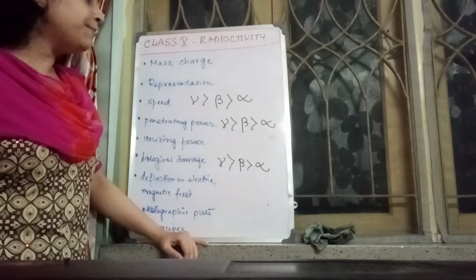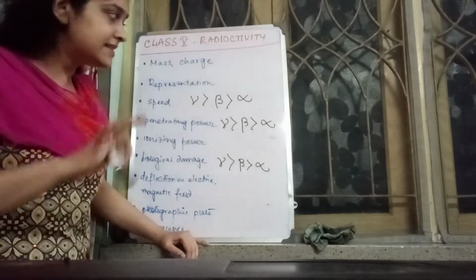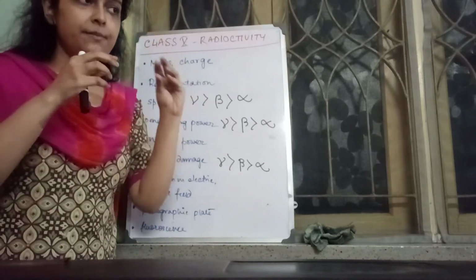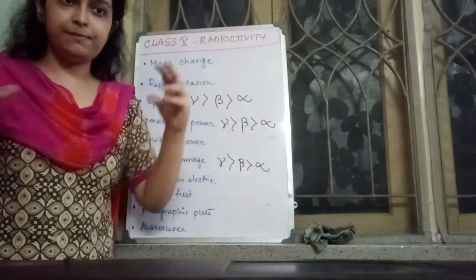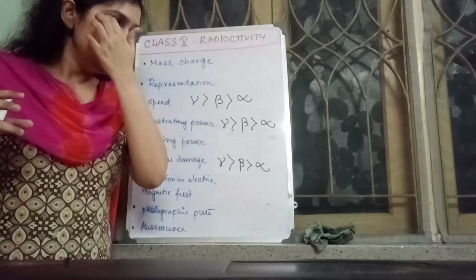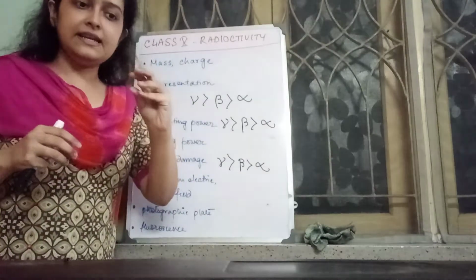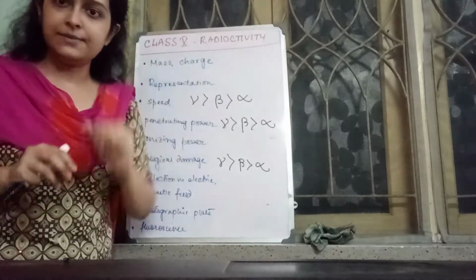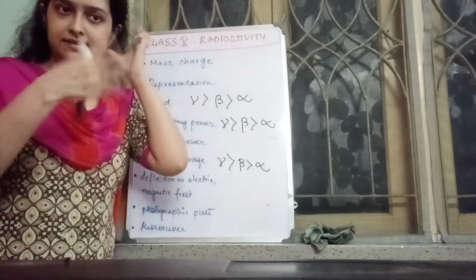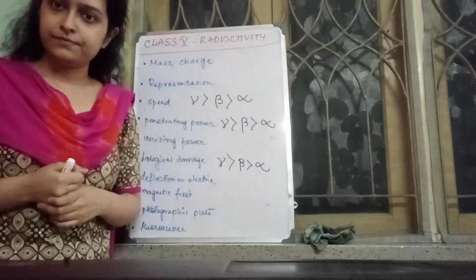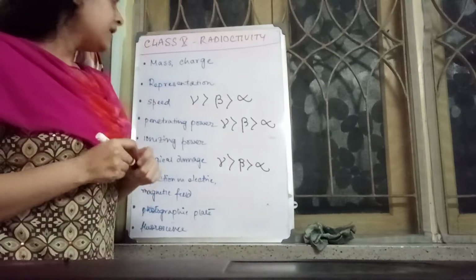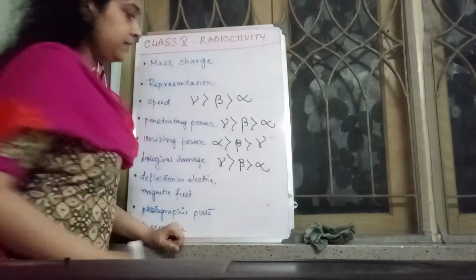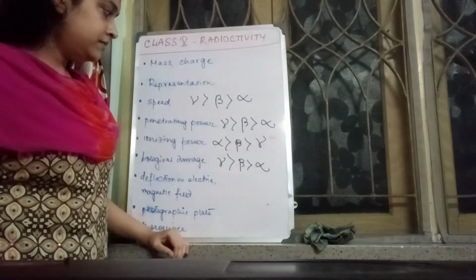Then ionizing power. Which particle travels with the least speed? Alpha. If a particle is traveling with the least speed, it will come across many other particles, so it can easily ionize. That means it can easily knock out electrons from the atoms of other elements present in its path, right? So therefore, ionizing power for alpha is maximum, then beta, then gamma.